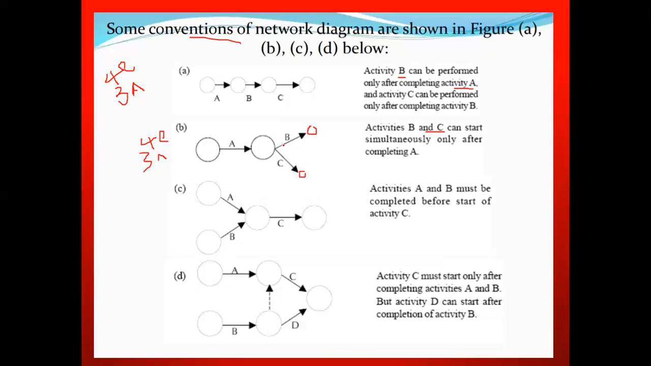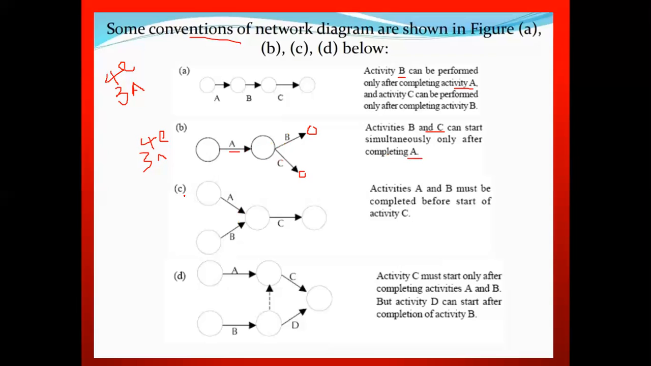If activities 2, 3, 4 come out from an event, that is a burst event. If 2, 3 merge into an event, that is a merge event. So this is a merge event, this is a burst event. So what happens here? B and C can start immediately. B and C activities can start immediately once A is performed. So that is the meaning of this one.